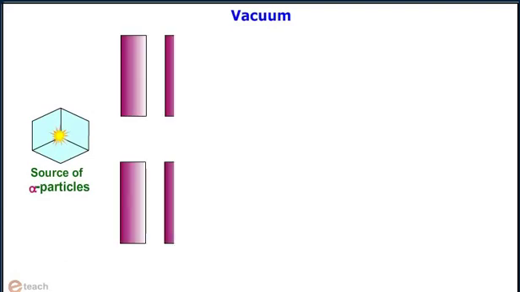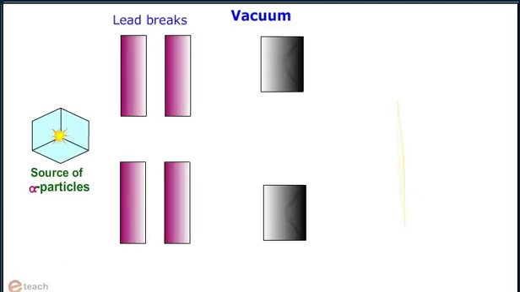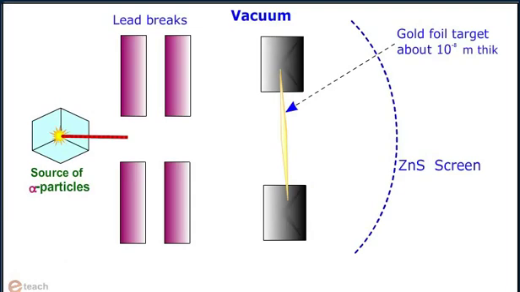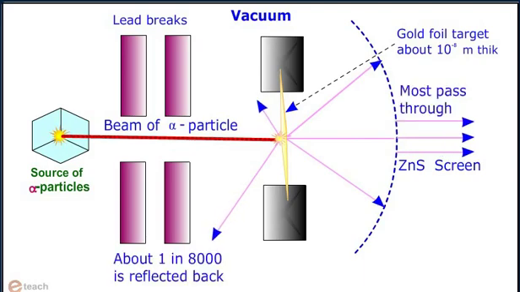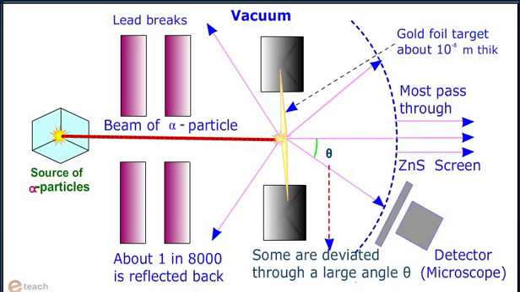Alpha particles emitted by a radioactive source were collimated into a narrow beam by their passage through lead bricks. The beam was allowed to fall on a thin foil of gold. The scattered alpha particles were observed through a rotatable detector consisting of zinc sulfide screen and a microscope.